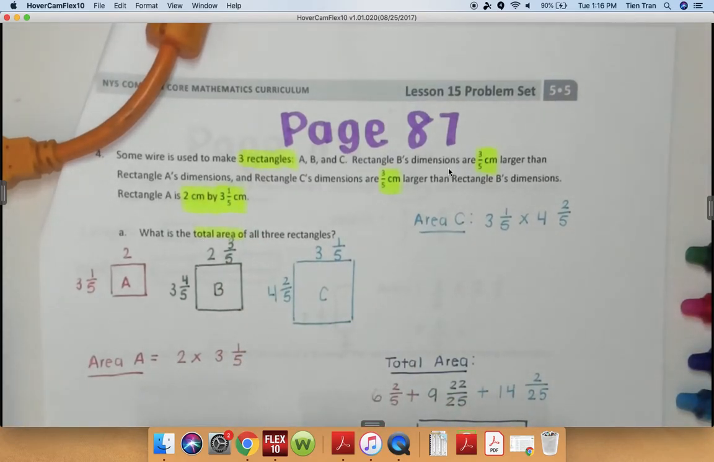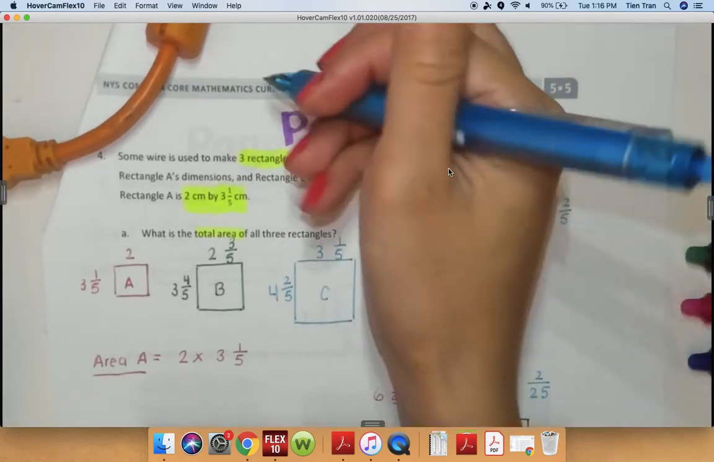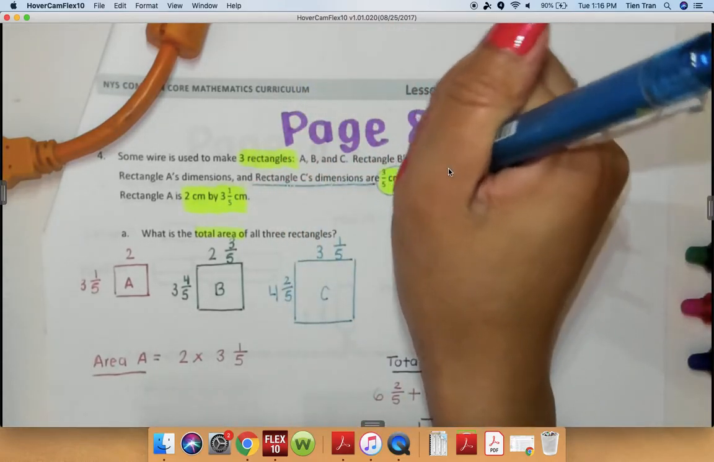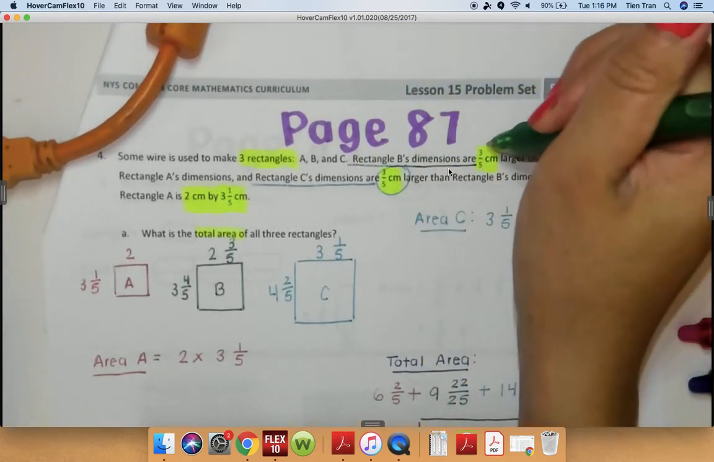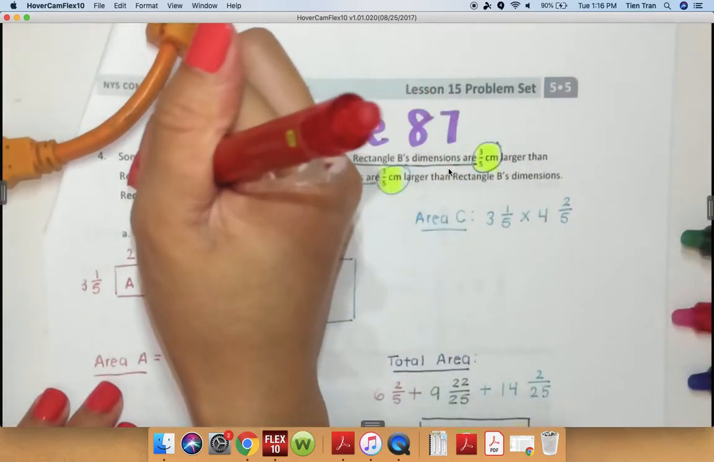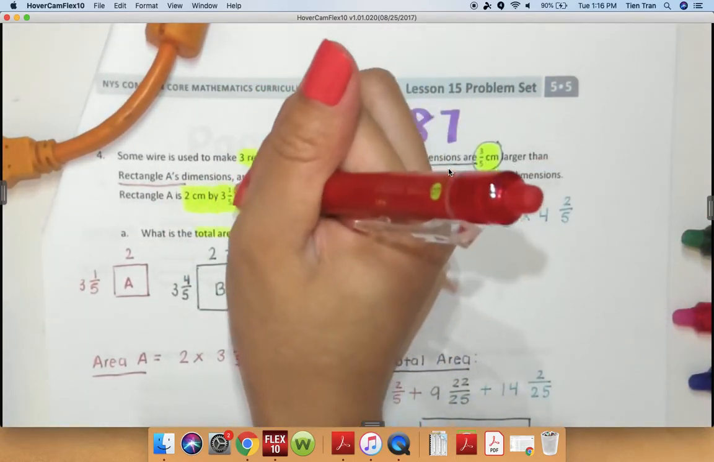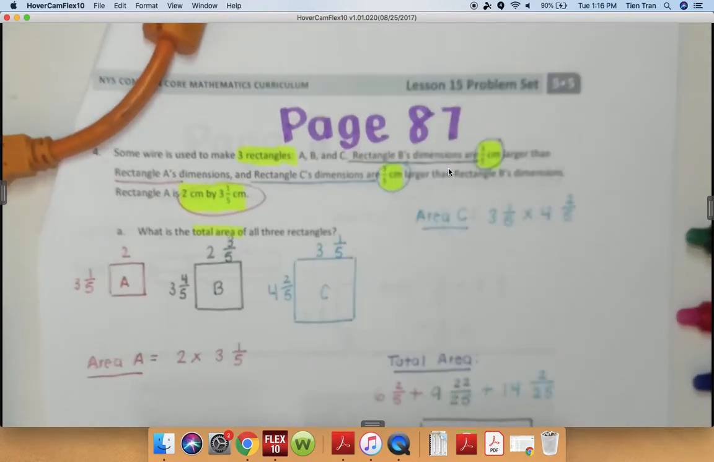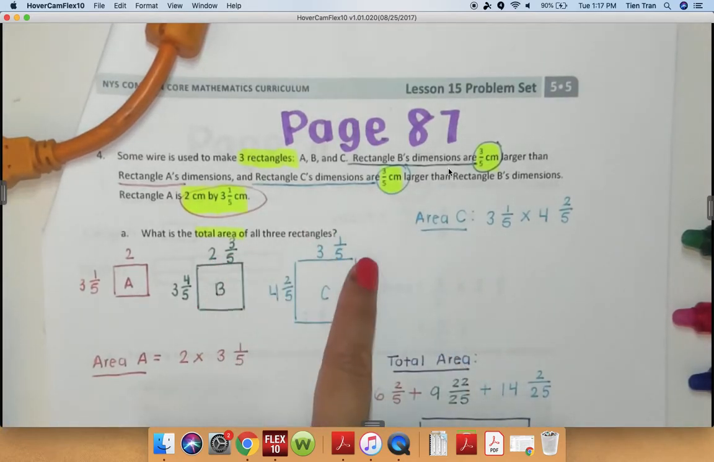So the first thing I figured out was, what are the measurements of each rectangle? I knew that rectangle C was going to be the biggest measurements because it says right here that rectangle C's dimensions are 3/5 centimeters larger. And B was going to be the second largest because I knew that rectangle B dimensions were 3/5 centimeters larger than rectangle A's. So rectangle A is going to be the smallest dimension. And they only give me rectangle A, which is 2 centimeters by 3 and 1/5 centimeters. So what I did was I added 3/5 to each dimension, and that's how I'm getting these numbers here.